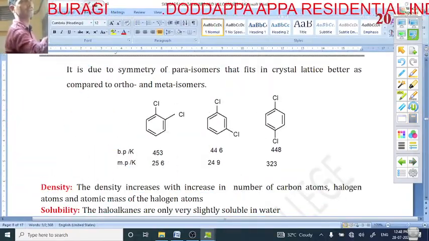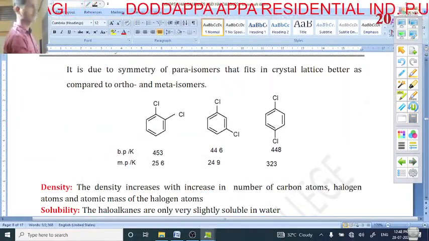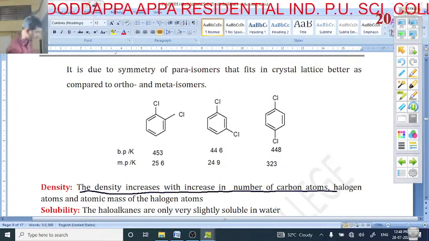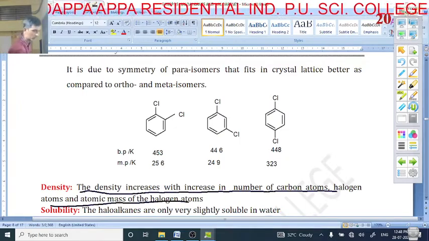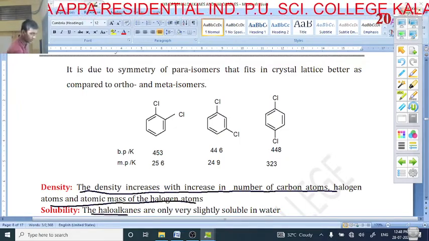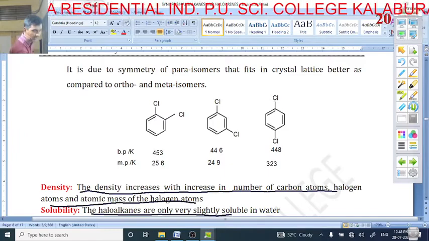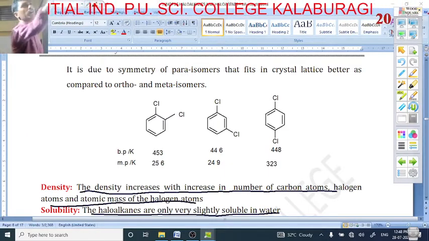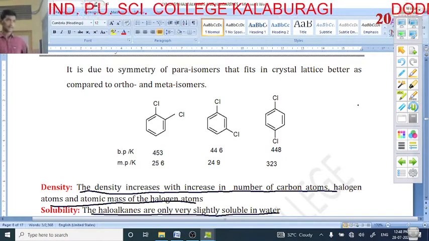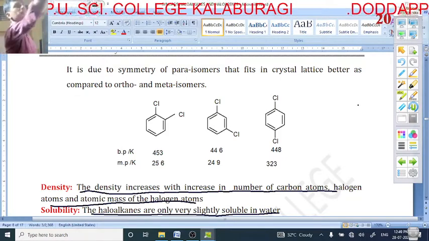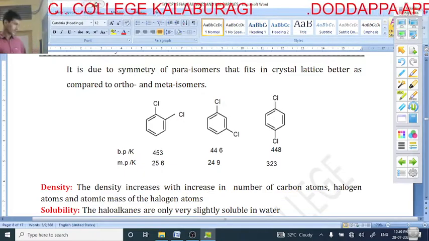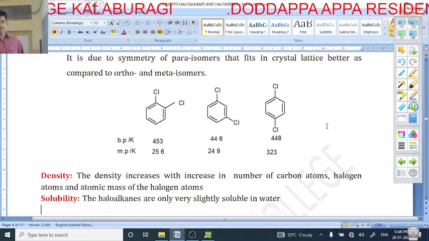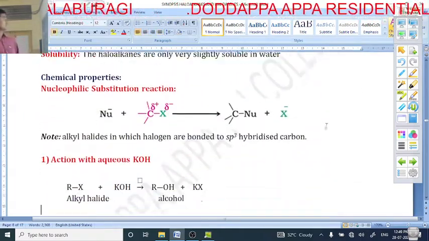The density increases with increasing number of carbon atoms and halogen atoms and the atomic mass of the halogen. Even though these haloalkanes are only very slightly soluble in water, not completely, they are slightly soluble in water. Next slide. The density increases. So the next is the chemical properties.